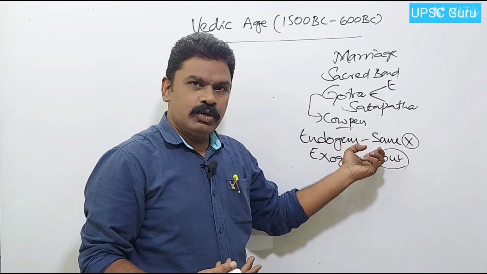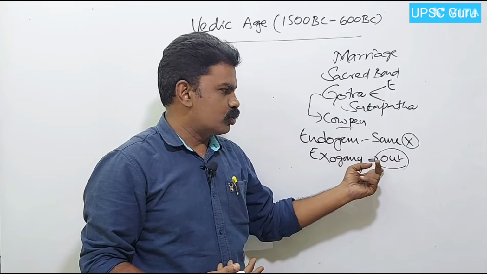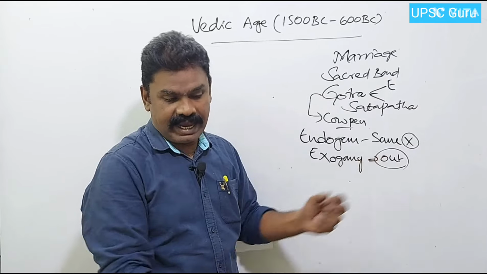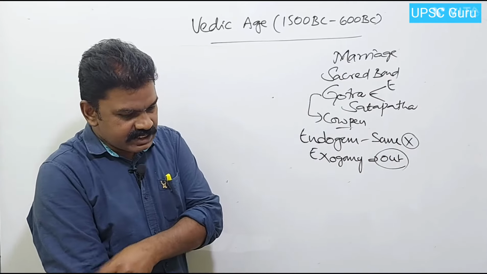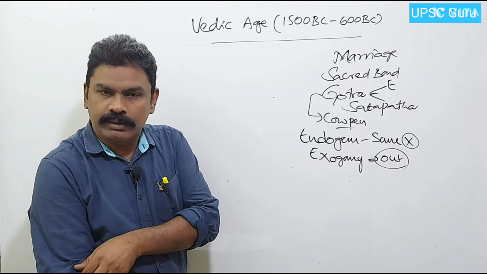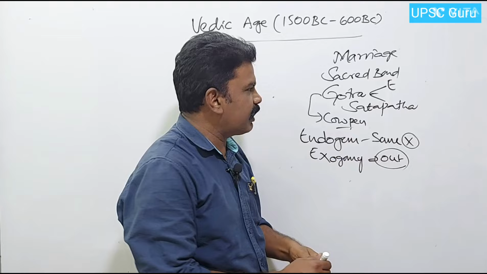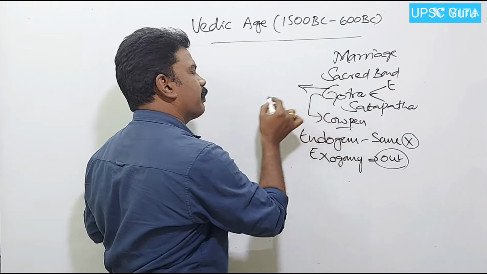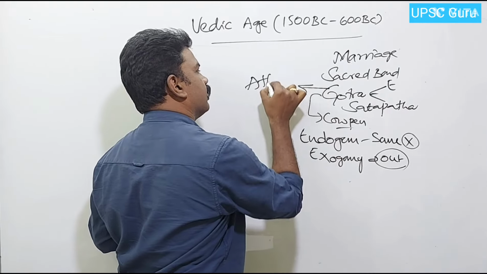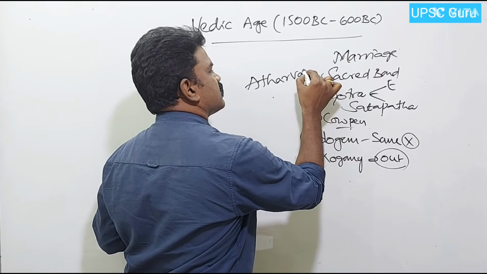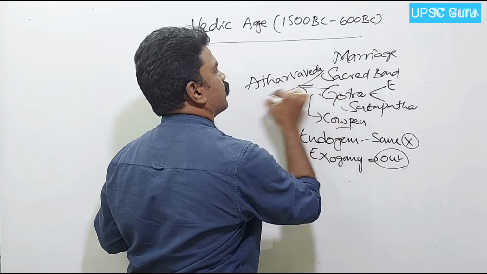Endogamy, gotra endogamy is not accepted; gotra exogamy is accepted. This is based on the gotra. Gotra is mentioned for the first time in the Satapatha Brahmana, and also coming to the point of the Veda, the Atharva Veda, because Satapatha Brahmana belongs to Atharva Veda.